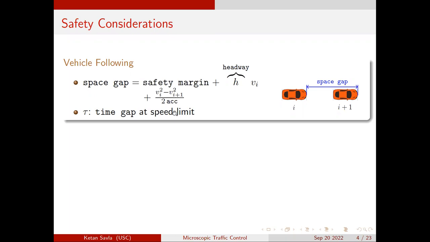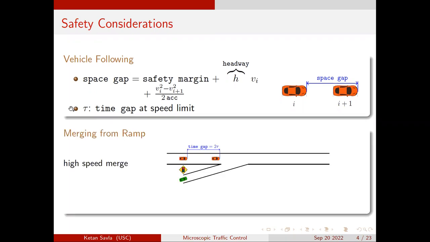So at the speed limit, the time gap between two vehicles is going to be tau, and therefore one over tau is going to be the maximum flow capacity on any given segment. So that is in some sense going to be the fundamental limit on the flow on a segment level, right? And we are going to build upon a notion of a network capacity or network saturation limit based on these link level notions. The other safety constraints are from merging behavior, right?